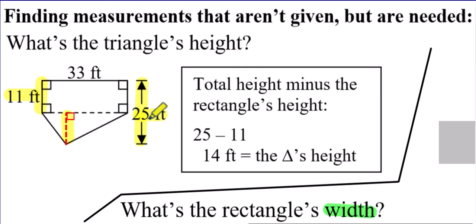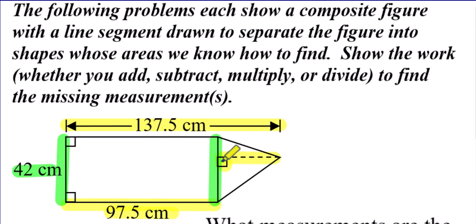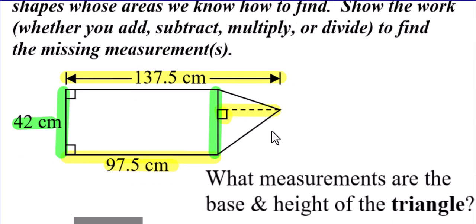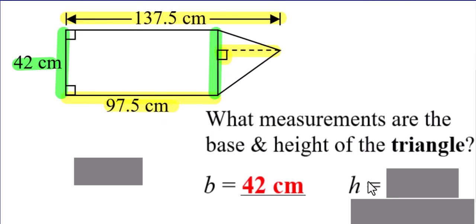Now this one was going up and down to get the height up and down. Here our height is left and right. So a left and right total minus this left and right distance will give me the remaining distance I need for my height. So let's go ahead and write this work down.